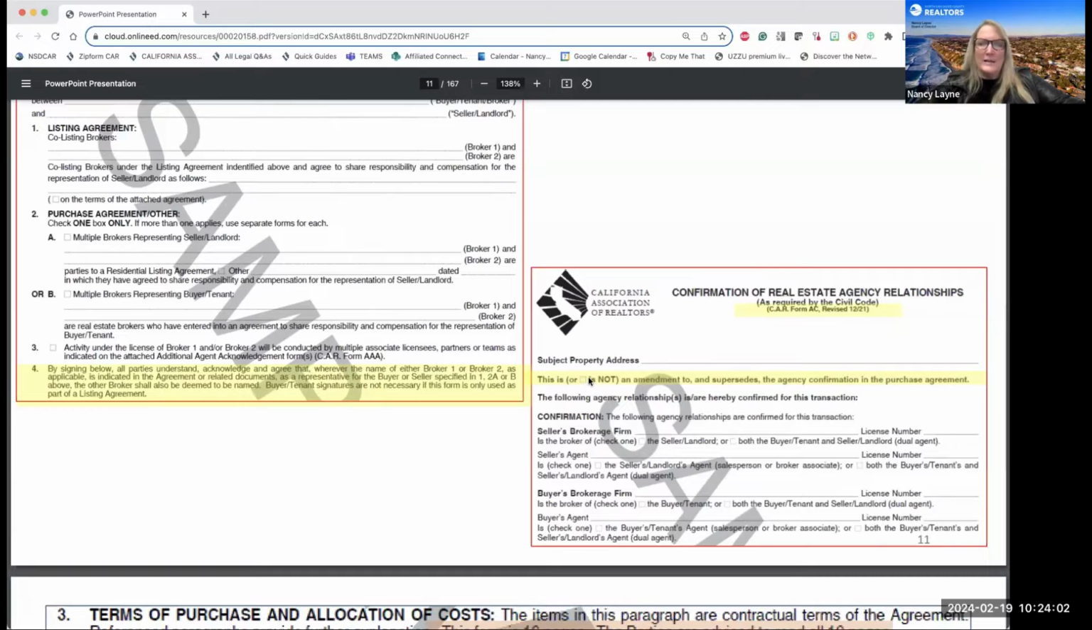This is or is not. If it's not, the reason you would check the is not is if, for example, you have 3 agents and you only have room for 2 on the contract. This would allow you to add that additional agent. If it is an amendment, you're changing in midstream, or if you're adding another broker that you did not have room for, you would add it here.